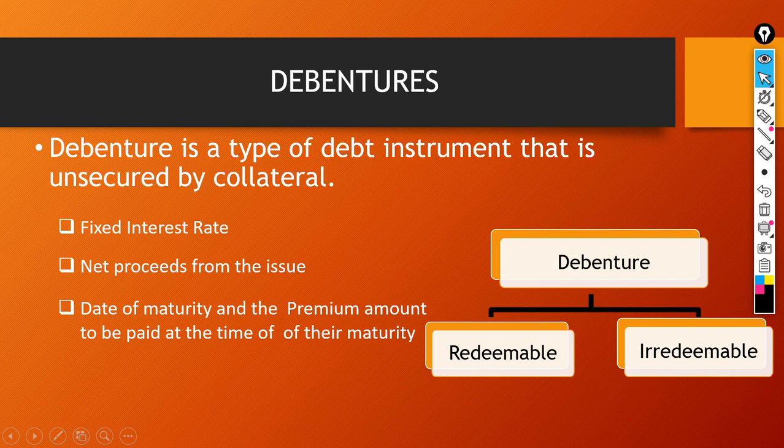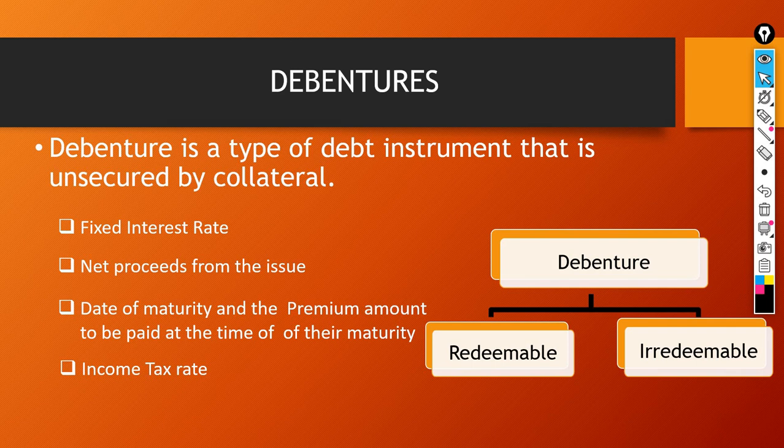Whenever you are redeeming the debentures, whenever you are paying back the amount, it can be at par, it can be at premium. So if it is at premium, you have to pay some extra amount, and that is known as premium amount to be paid at the time of maturity. And the next is income tax rate. As we have already discussed in the previous lecture, if the government is charging some corporate tax, we get the tax levy, or you can say tax shield, whenever we are issuing debentures. So income tax rate also plays a major role in deciding the cost of debentures.